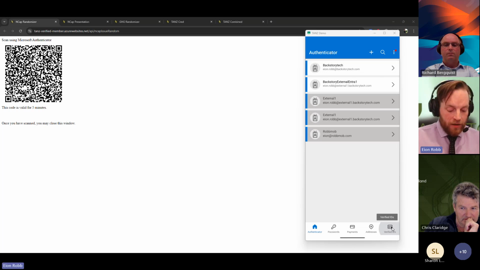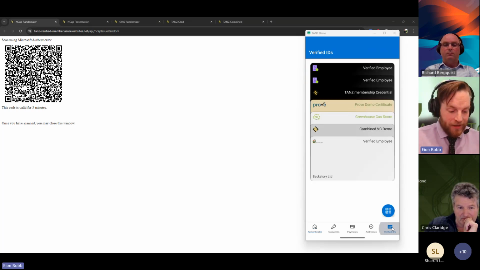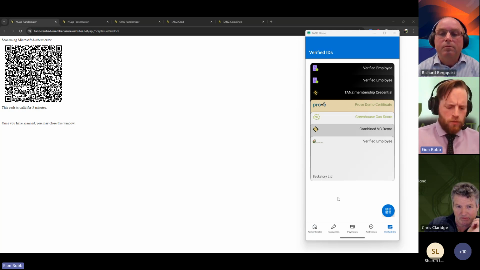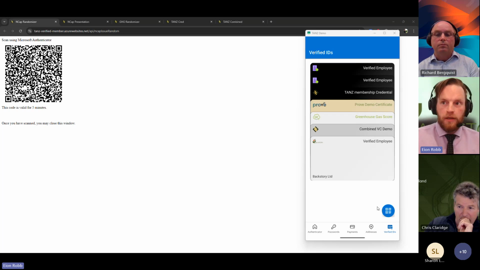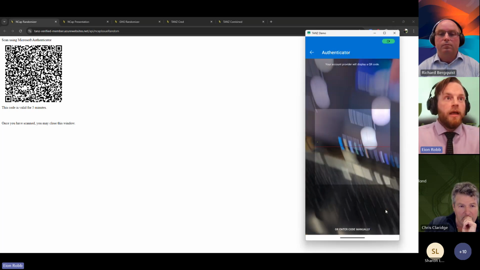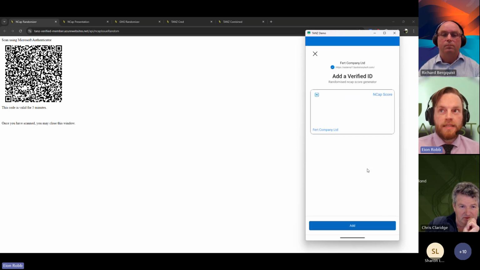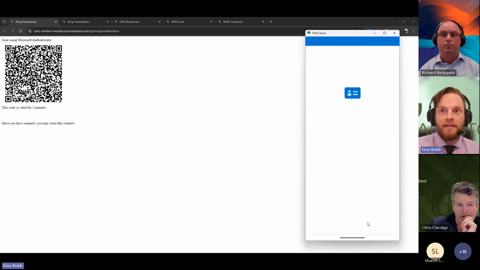Probably most people don't actually use this button, but if you do, we can tap through to that and we'll see a whole bunch of cards presented. So as the farmer or user, I could then tap the little scan button here and scan the QR code that would be presented on the website. In this case, I've created a fake NCAP score verified credential, and so I could then add that into my wallet on my phone.